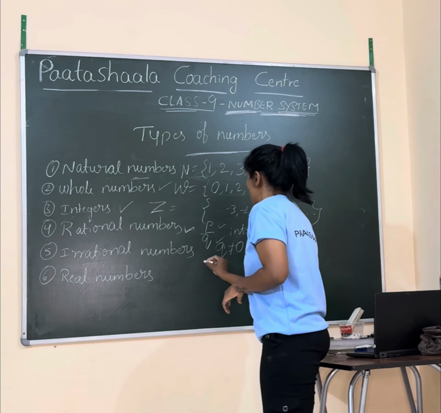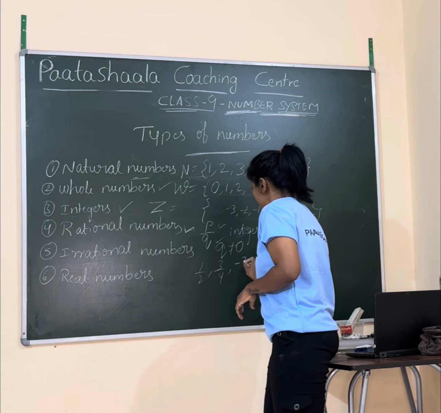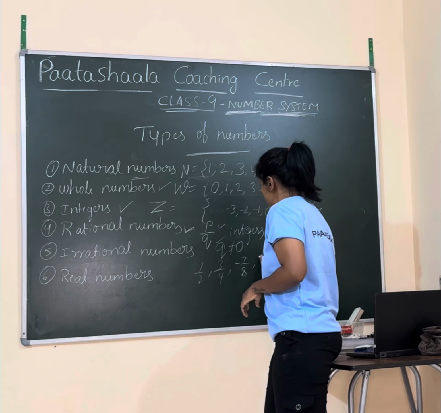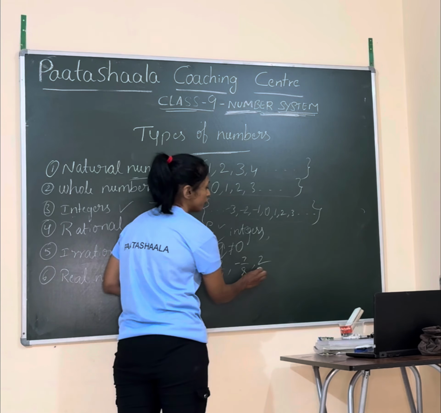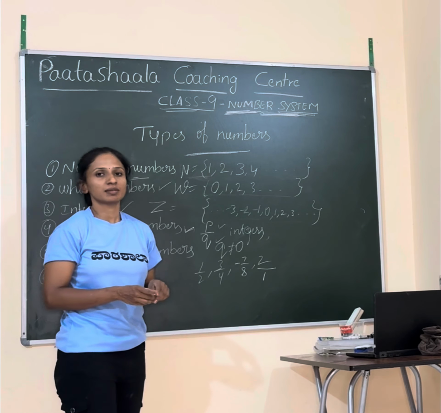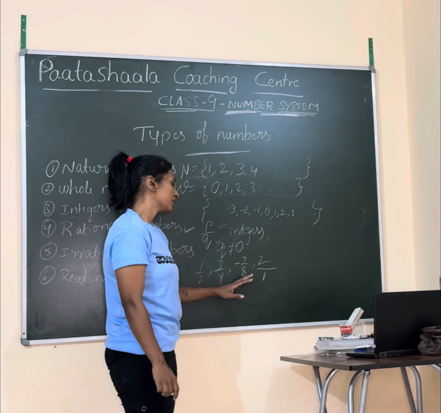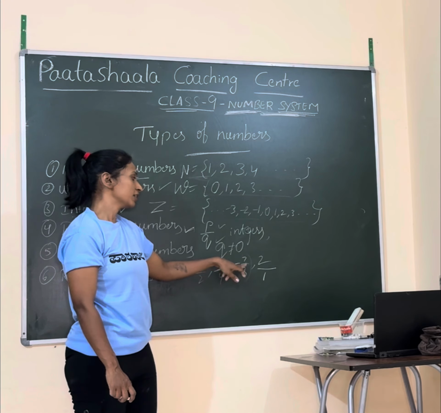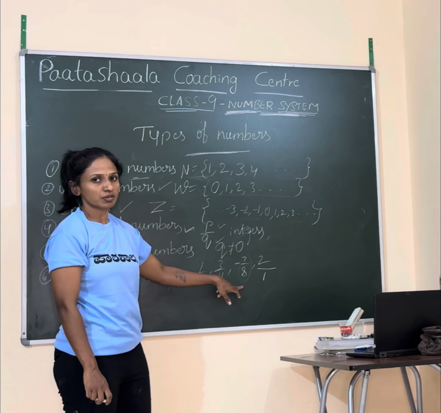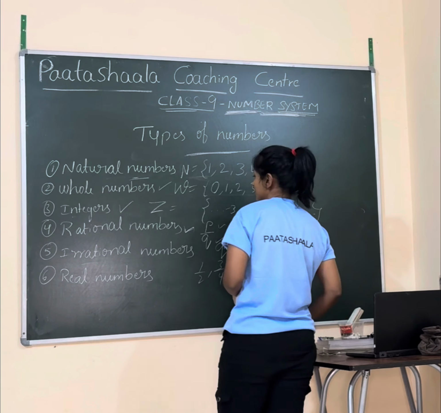For example, 1 by 2, 3 by 4, -7 by 8, and even 2. So why do we call 2 a rational number? Because by default 1 will be in the denominator. So even this is a rational number. And -7 by 8 is also in P by Q form, P and Q are integers and Q is not equal to 0. So these are called rational numbers.